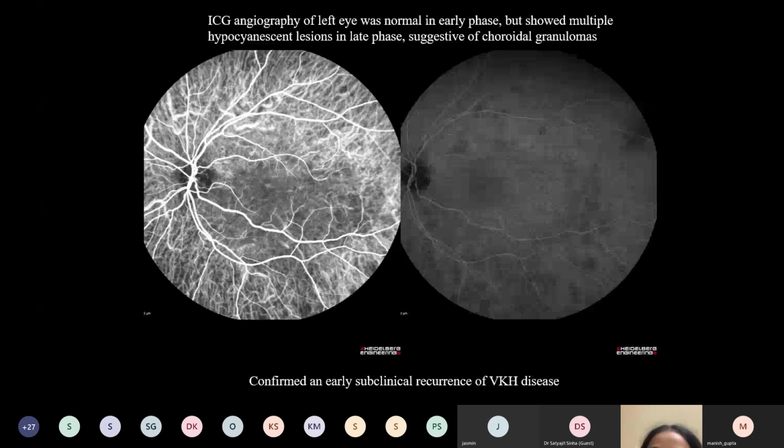We did the ICG angiography just to confirm, because we had got our answer by EDI OCT. When we did the ICG angiography, we saw some hypocyanescent lesions in the late phase. So early phase did not show us anything, but late phase showed us some granulomas. So this disease was picked up at a very, very early stage, before the patient developed full-blown recurrence.